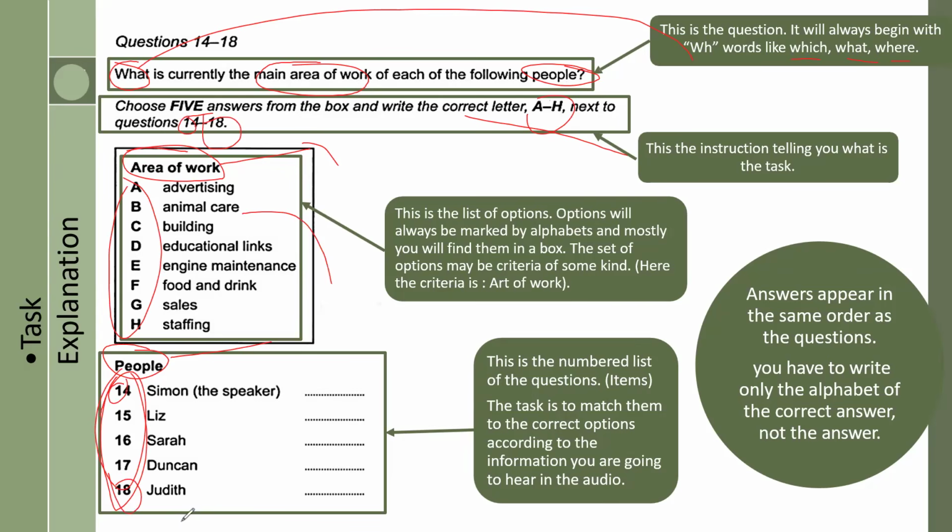You can select any of the letters and then you keep writing over here. And this is the list of options. This is the list of options. Options will always be marked by alphabets. Can you see? Options are always marked with what? With alphabets, A, B, C.